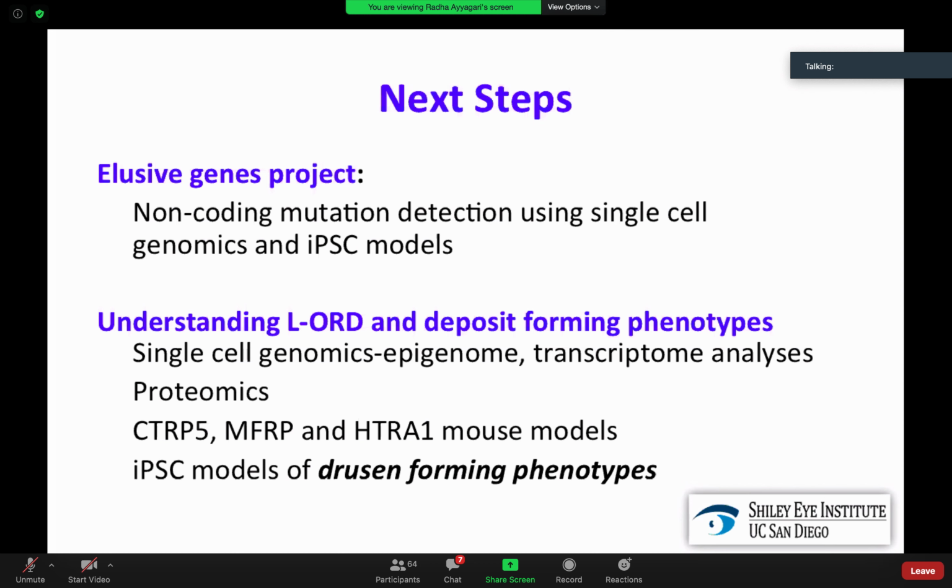Once again, we do not have clarity on the role. CTRP5 is also present inside the cell; it's not only outside the cell. And intracellular CTRP5 has been shown to be an activator of AMP kinase. So the role of CTRP5 is not well understood, and which activity is actually leading to or contributing to pathology in LOD is not clear at this point.